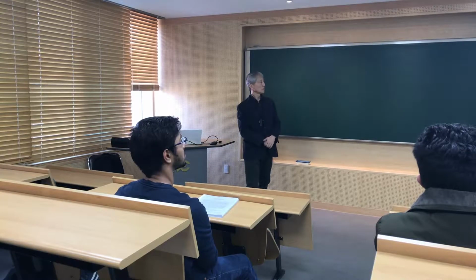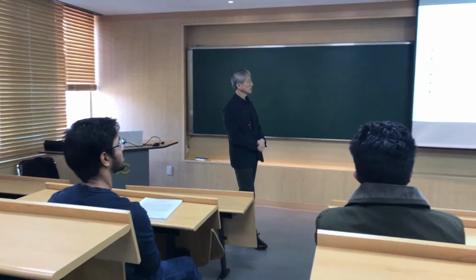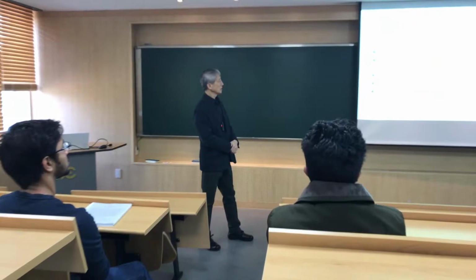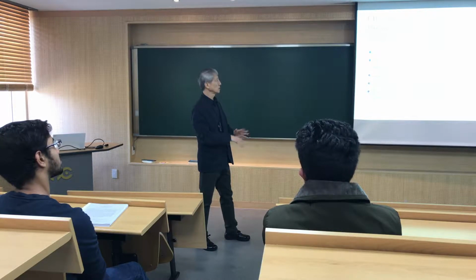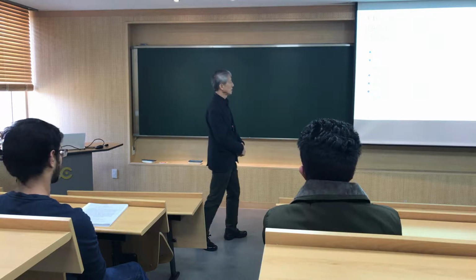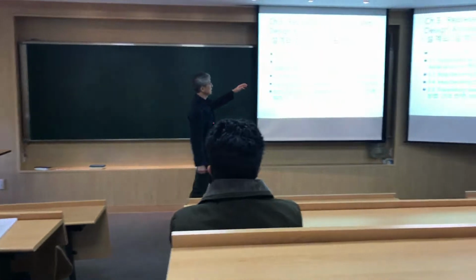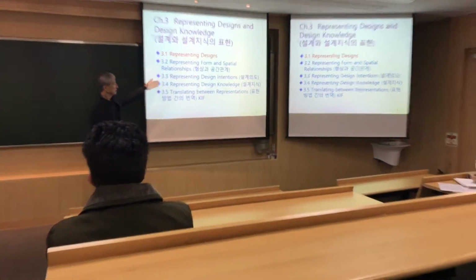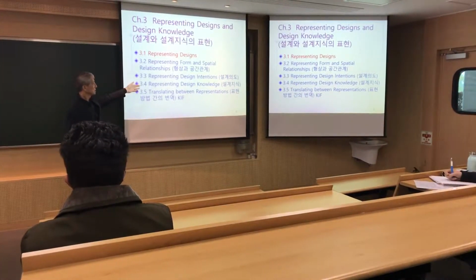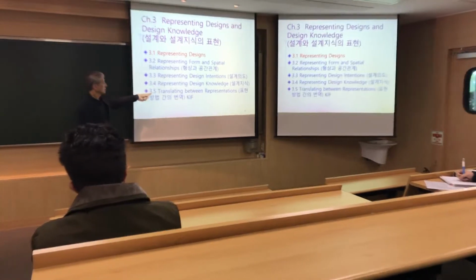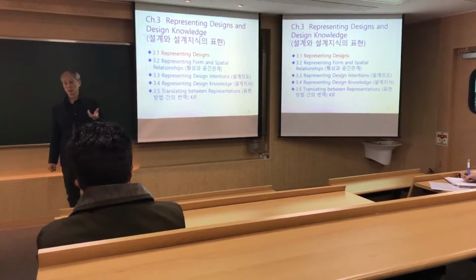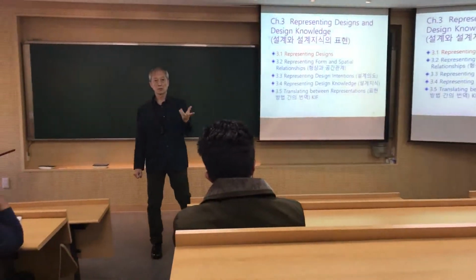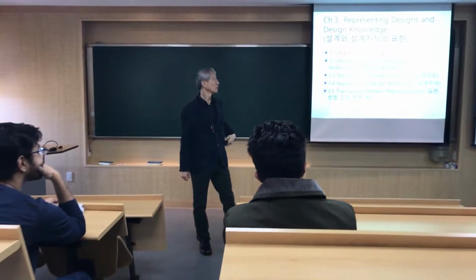And chapter 3 is made of representation of design itself. Then section 2 is about relationship. Relationship is kind of knowledge. Section 3 is intention, design intention, and finally design knowledge. And then the final section is about translation between 2 different representations of knowledge, models of knowledge.